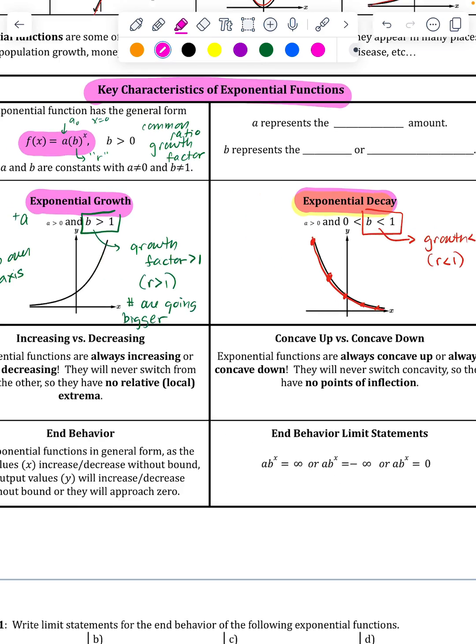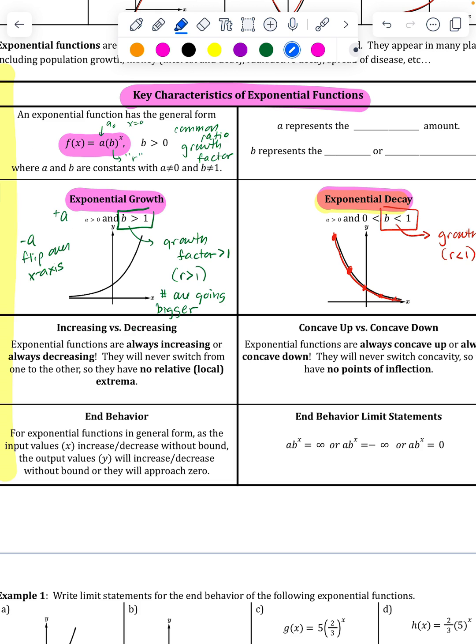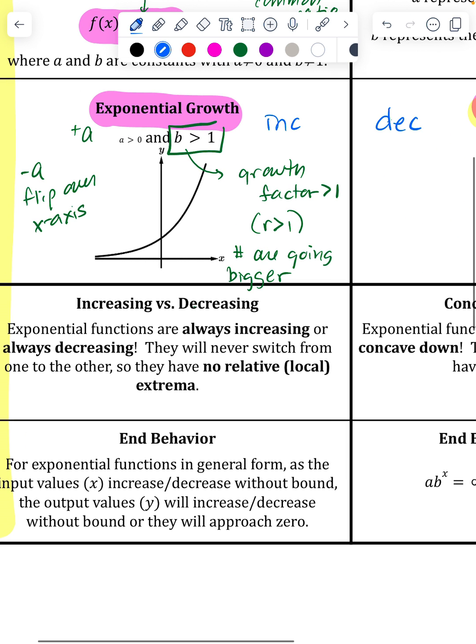In this first situation with exponential growth, this one is increasing forever, on the entire graph. And you can see with exponential decay, it's decreasing from left to right for the entire thing. So they are either always increasing or always decreasing. They do not have max or mins. So make sure you know exponential functions have no max, no min. They have no relative extrema.